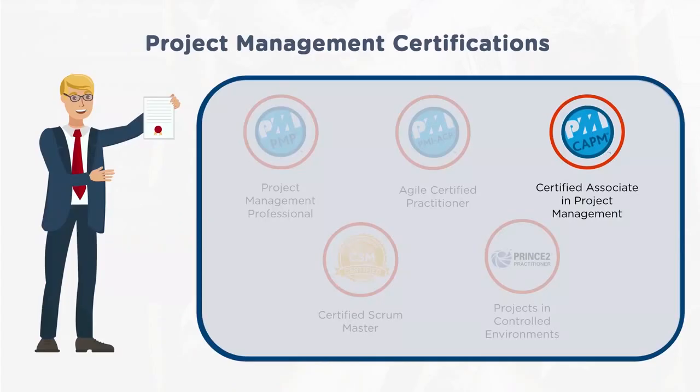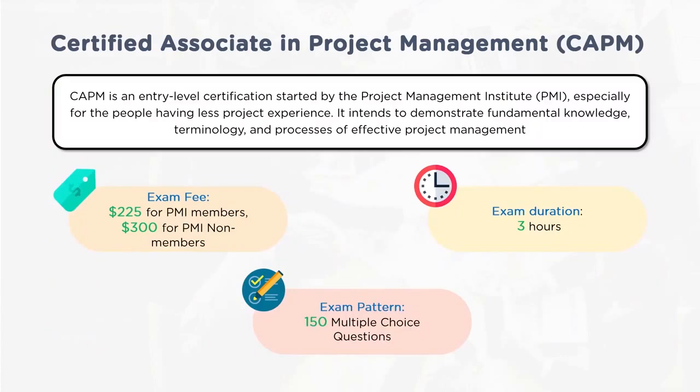Now Certified Associate in Project Management. So here this is an entry level certificate of PMI, especially for those people who have less project experience. It intends to demonstrate fundamental knowledge, terminologies and processes of effective project management. So the examination fee would be $225 for PMI members, whereas $300 for non-members of PMI. So the duration of the examination is 3 hours, and the examination will have 150 multiple choice questions.